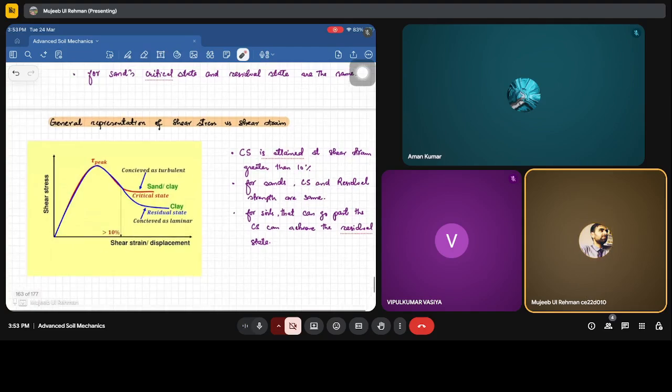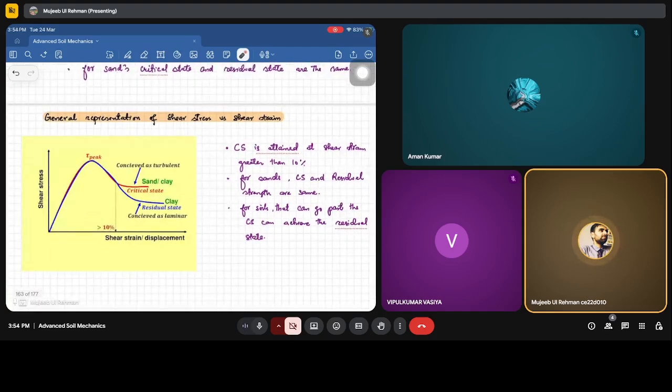Now, the general representation. As I told you, I have shown the plots also. You can see this is the tau stress strain representation for sand and clay. For sand, after reaching the peak, it has achieved the critical state. Fine. So it means that from here it doesn't have that much strength to hold the stress. But in the case of clays, despite having reached the critical state, there is some stress which can be mobilized. So you can see we can expect a residual state in the clays which is well below this critical state.